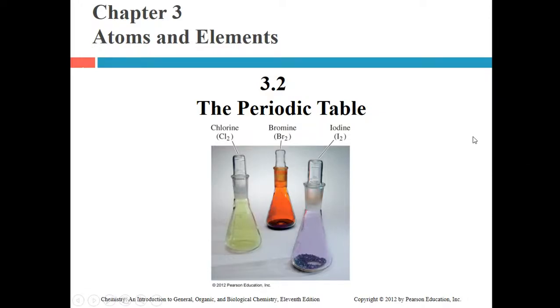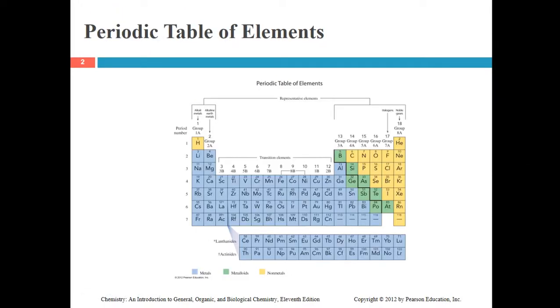Section 3.2, the periodic table. When we look at this picture of the periodic table of elements, which is the same image as the inside cover of your book, it doesn't look all that exciting. But humor me here and let's look at just a little bit else.